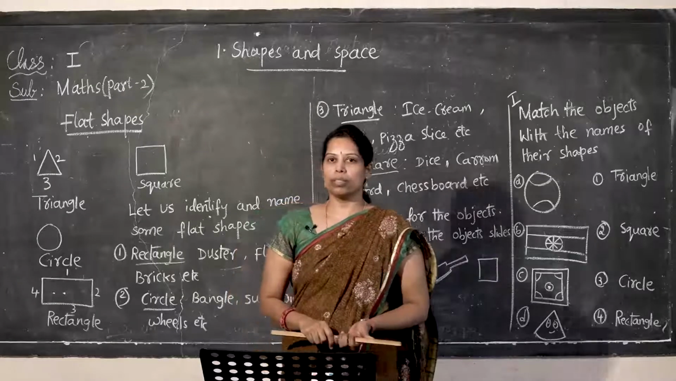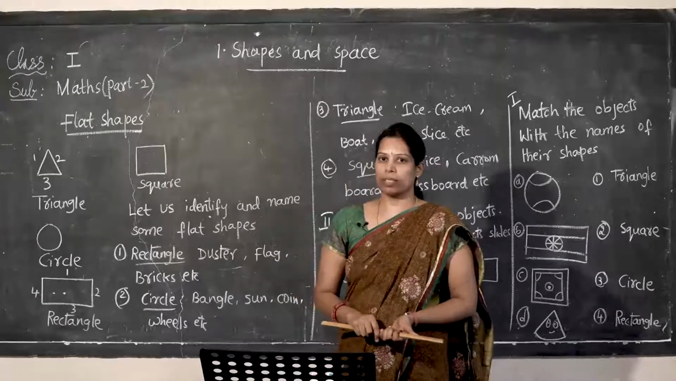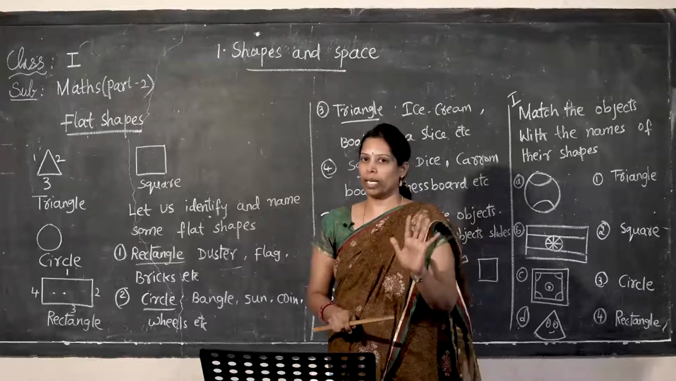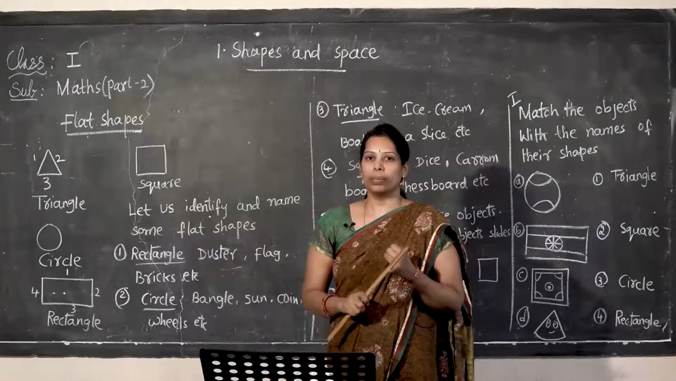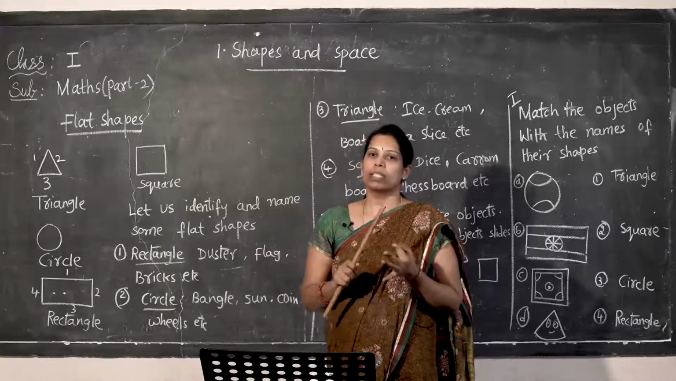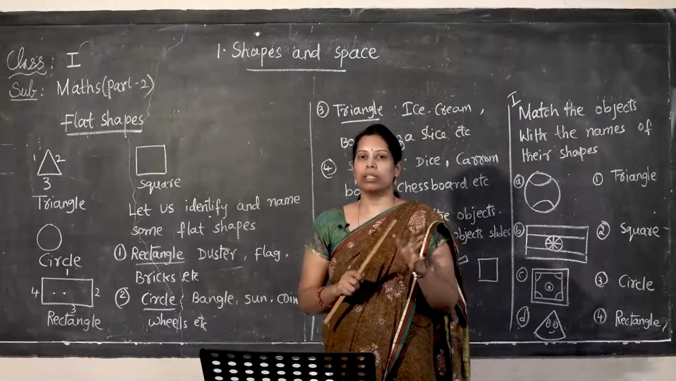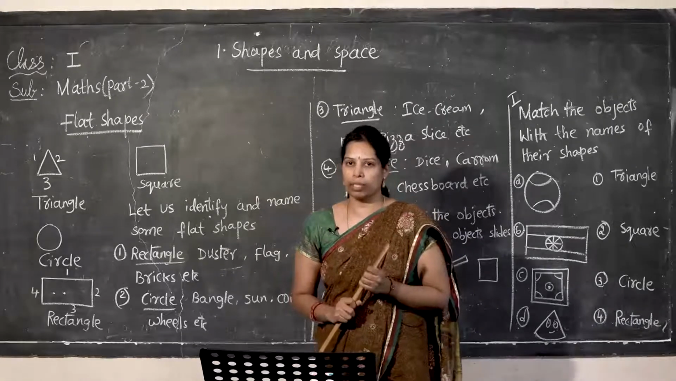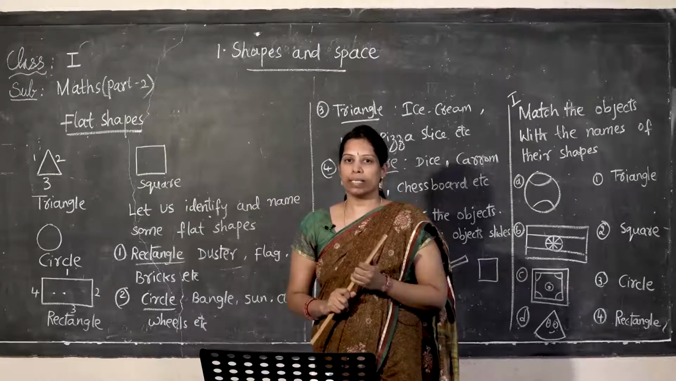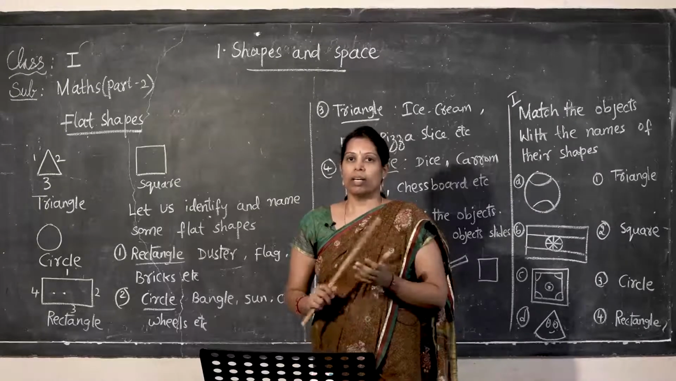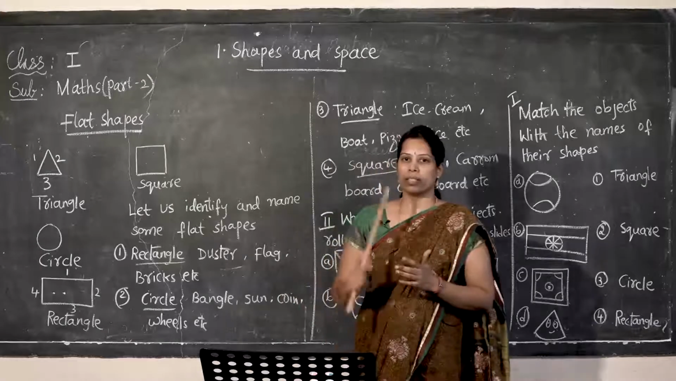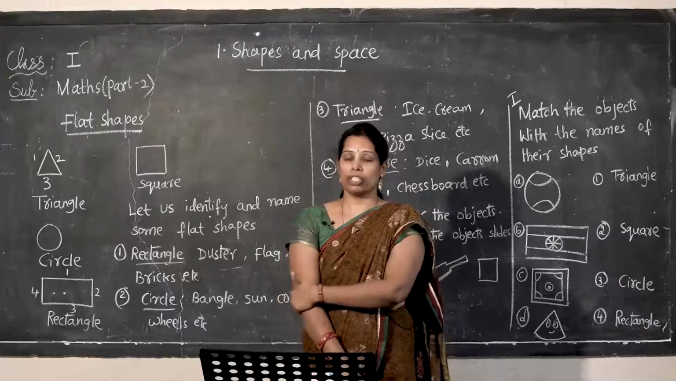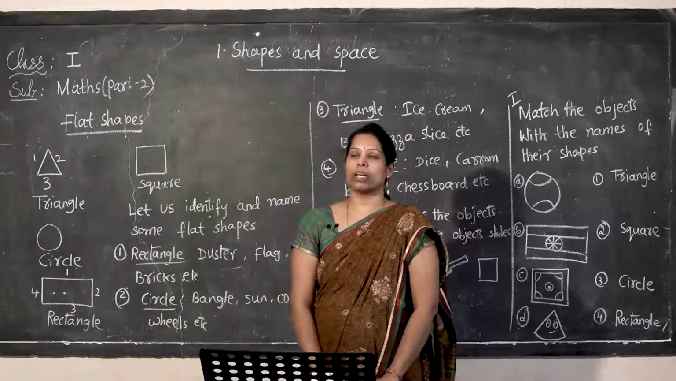What we have learned, students? Solid shapes. How many solid shapes do we have? 5. What are they? Cube, cuboid, cylinder, sphere and cone. So there are 5 solid shapes. We have already seen some examples in our surroundings, whatever the solid shapes are there. Say some solid shapes examples in our surroundings.